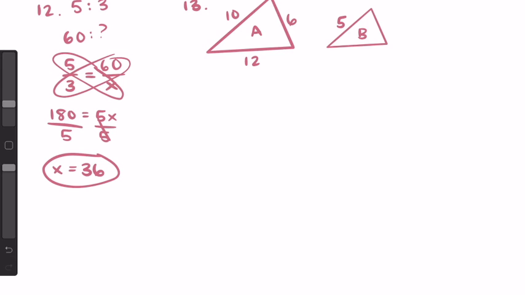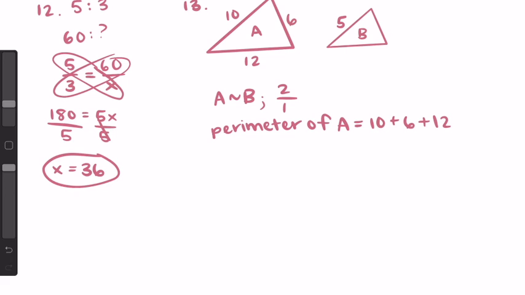For 13, we are describing and correcting the error in the perimeter. So A is similar to B. I am going to go ahead and find the scale factor, which is 2/1, and I know that by the side 10 and the side 5. If these are similar, then you would do 10/5, which reduces to 2/1. I want to know the perimeter of A before I can find the perimeter of B. So that's all the sides added up. So 10 plus 6 plus 12 is equal to 28.